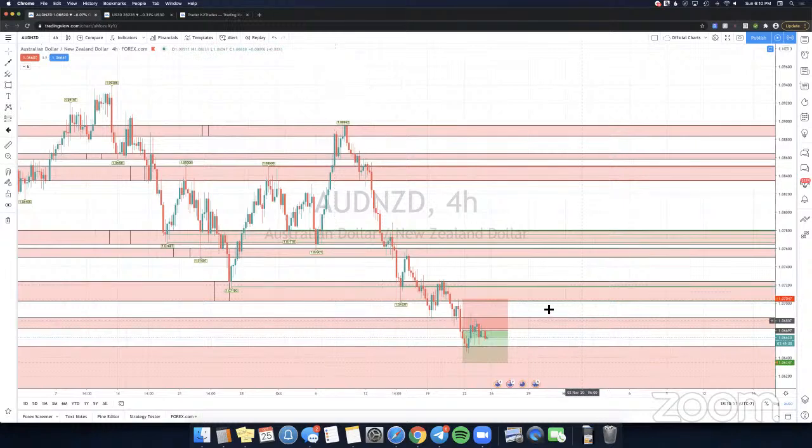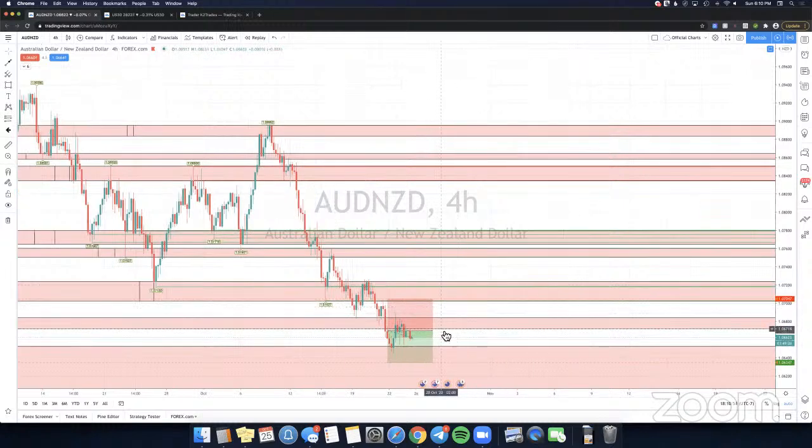And then the closest upper zone right here is going to be 1.06718, and this lower zone down here is going to be 1.06523.